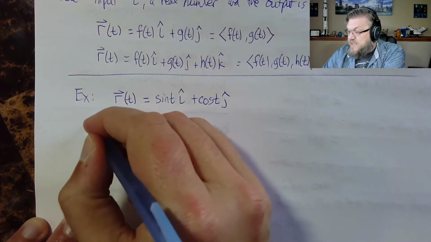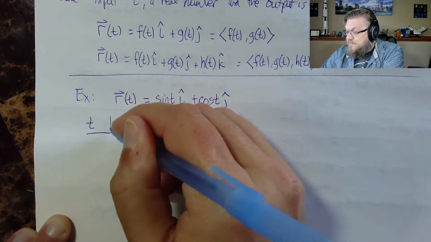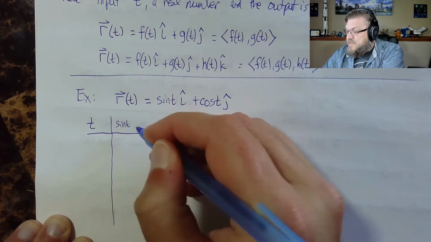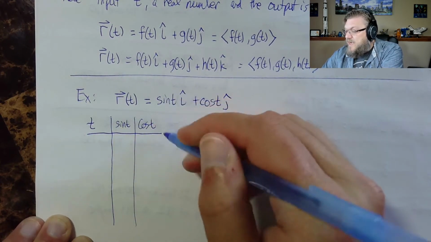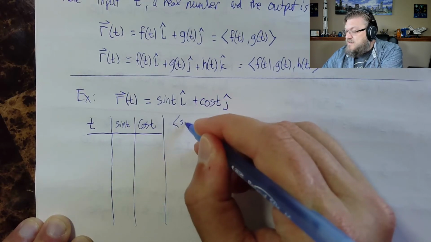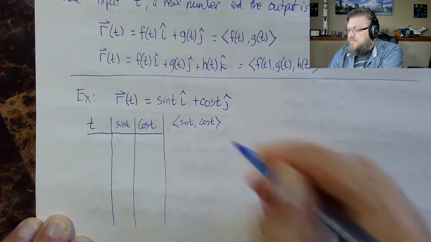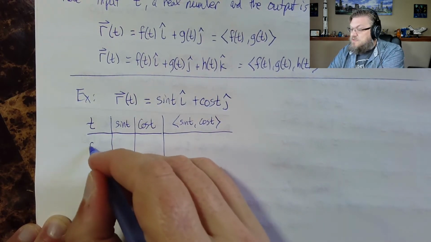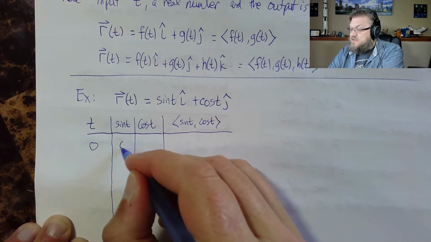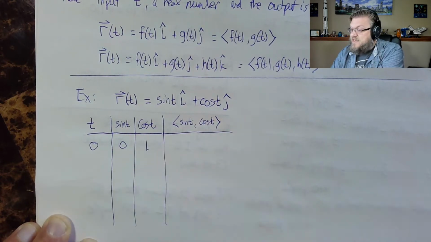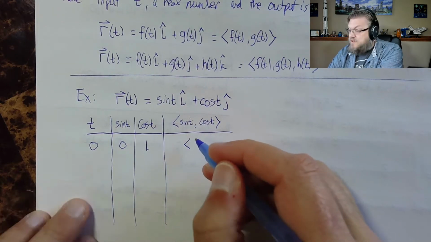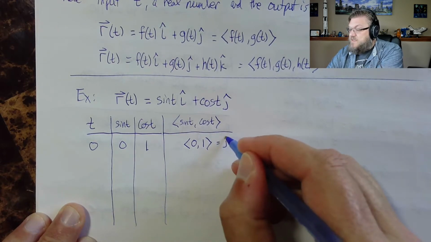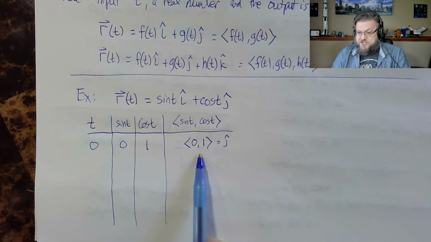An old school way of doing this would be to make a little table. I can make some t values here, plug them into sine, plug them into cosine, and then create the vector sine, cosine, like that. And that'll be the output of my function. So suppose t is 0. Then sine of 0 is 0. Cosine of 0 is 1. So with the time parameter 0, I'm associating the vector 0, 1, which is just j, isn't it? That's just j.